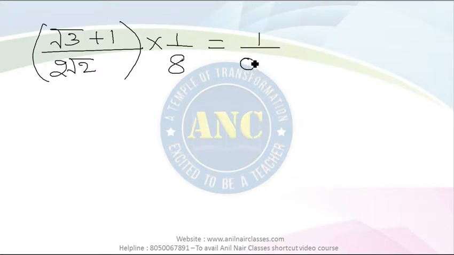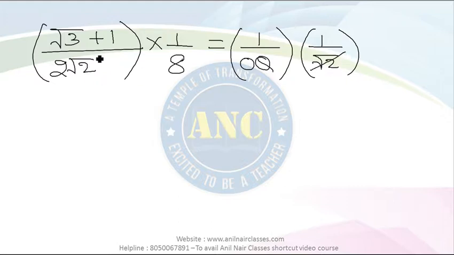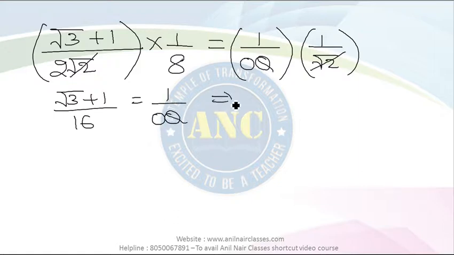Sine 45, first of all 1 by OQ I will write it. Sine 45 is nothing but how much? 1 by root 2. If I simplify further, root 2 cancels with root 2. So this becomes finally what it will become, sir? Root 3 plus 1 divided by 16 is equal to 1 by OQ. So OQ value is nothing but 16 divided by root 3 plus 1.